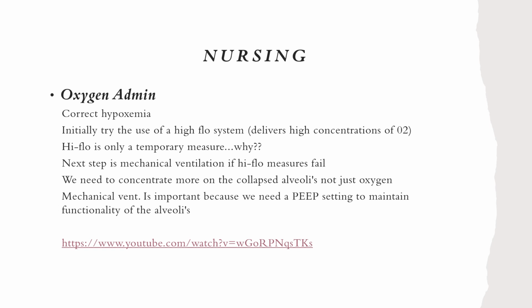We, of course, want to initiate oxygen administration and do the best that we can with that. So correcting their hypoxemia, and of course, we're going to be watching their ABGs. Initially, we may try to use like a high flow oxygen system. So this delivers high concentrations of oxygen to the patient. High flow is only used, for example, in Berkshire Medical Center. It's used in our PCU and in ICU. It's only temporary because it is instilling high flow oxygen into the patient's lungs.